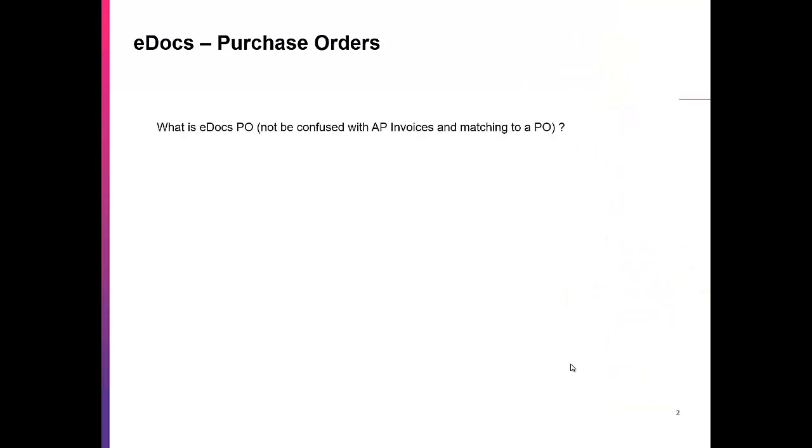So I guess first of all, what is eDocs PO? And just put in brackets there, not to be confused with AP invoices and the matching to a PO. So this is outside of the AP invoice arena, so to speak, but obviously we will touch on it when we come to the walkthrough and the demonstration.